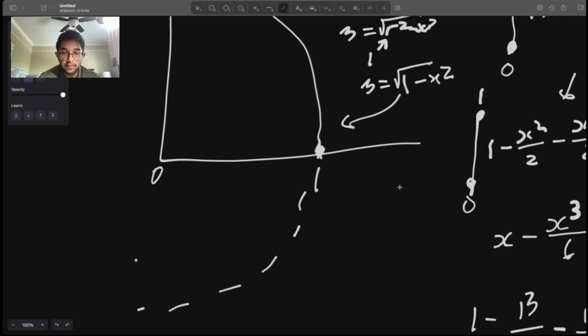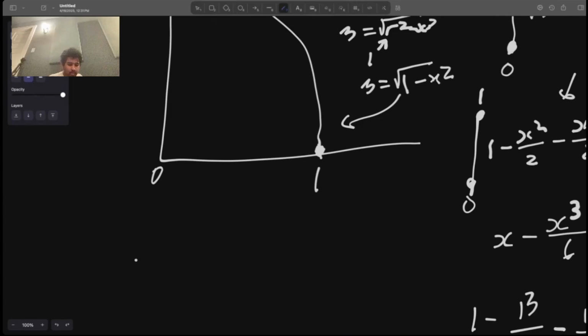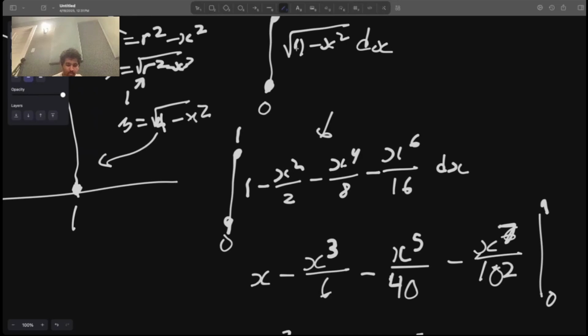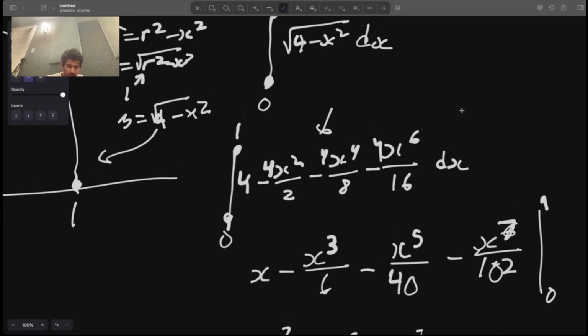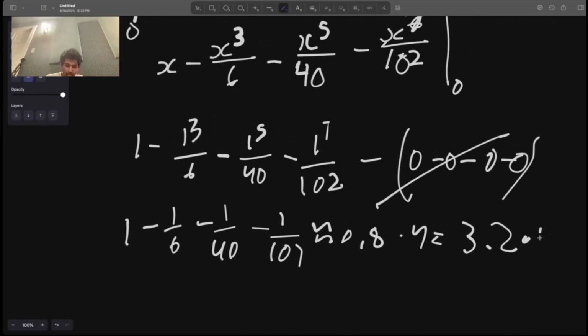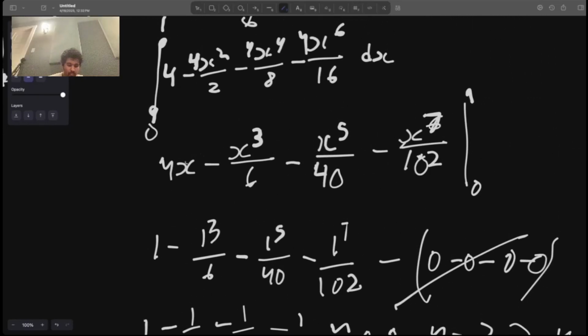Oh, right? Okay. And does this apply to all circles or just a circle with radius 1? If we wanted to do all circles, like let's just say we do 4, we'd have to multiply this. This would be 4 minus 4x squared minus 4x to the 4th minus 4 to the 6th, which would just multiply the area by 4. Cool. Yeah, that makes a lot of sense.